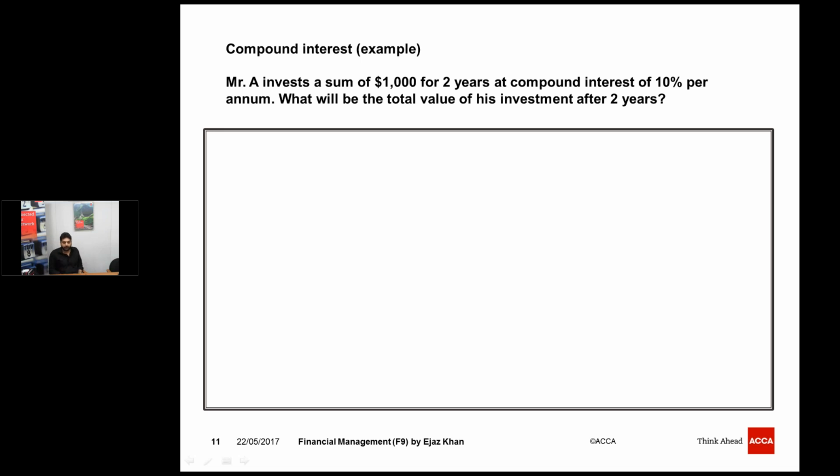The first syllabus area that we are going to start is the investment appraisal, which is the very basic of financial management, especially your F9 paper. We'll start from the very basic, and then we'll move on towards the advanced net present value area.